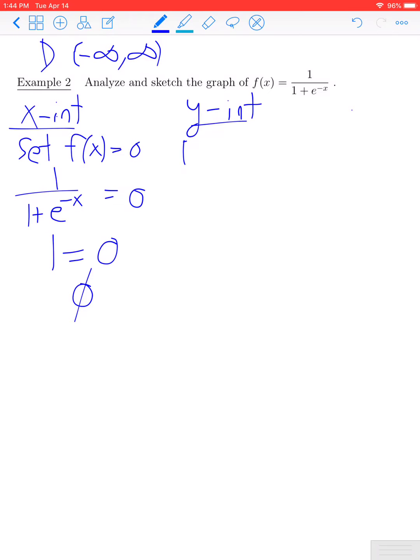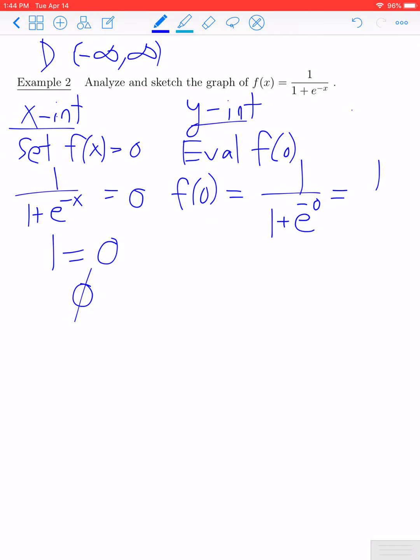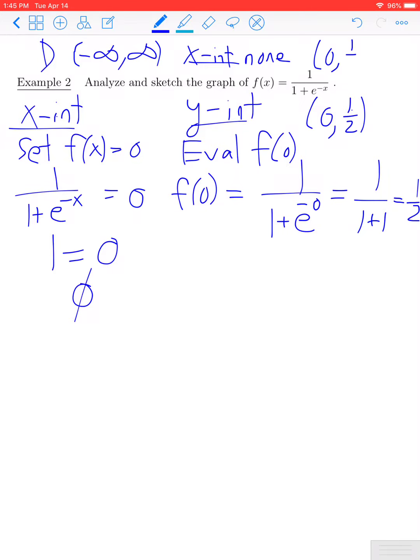To find the y-intercept, we just evaluate f of 0. If I plug 0 into the function, f of 0 is equal to 1 divided by 1 plus e to the negative 0. e to the 0 is 1, and so we would get 1/2. So we do have a y-intercept. It's going to occur at (0, 1/2). So x-intercept, we have none. Y-intercept is 0.5. The next thing we're going to look for is our asymptotes.